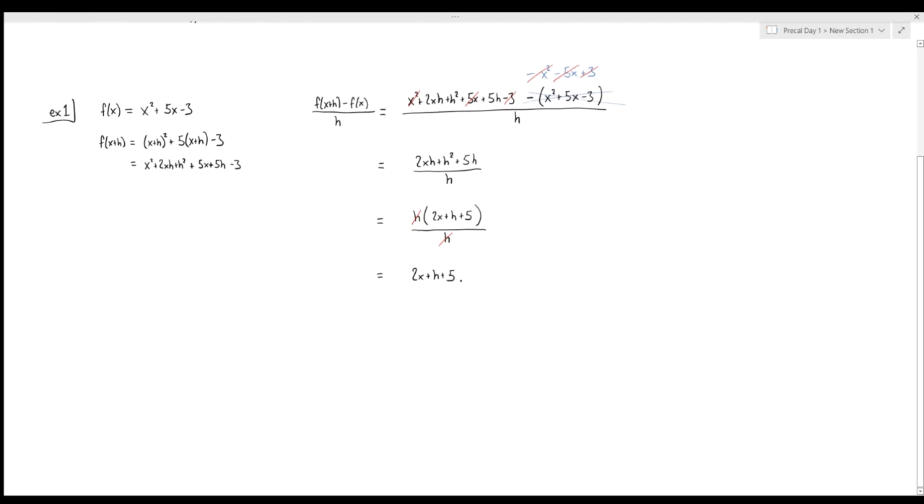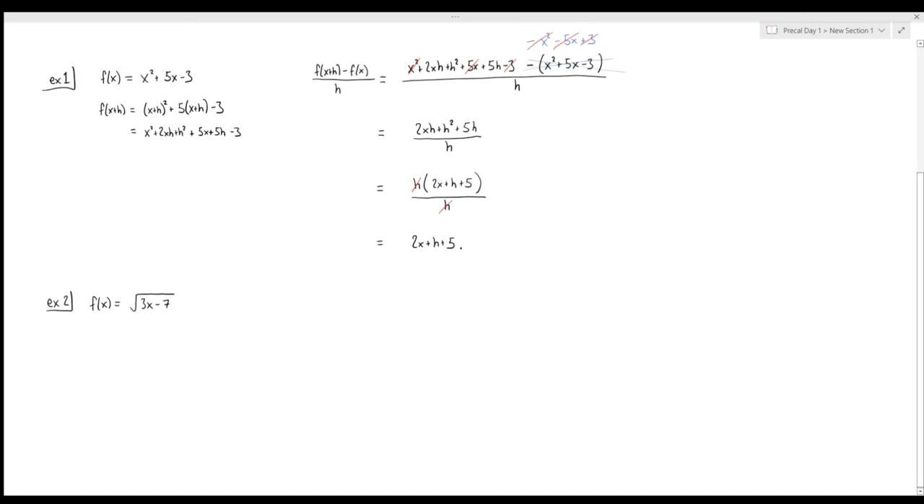All right, so I'll do just 2 more examples of calculating difference quotients with different types of functions. In the first example, we had a polynomial function. So let's try a different type of function now. Let's say f of x will be the square root of 3x minus 7. All right, so same type of question. We're just going to calculate the difference quotient.